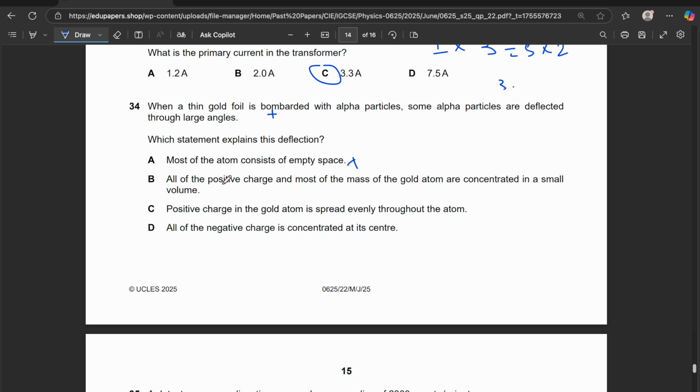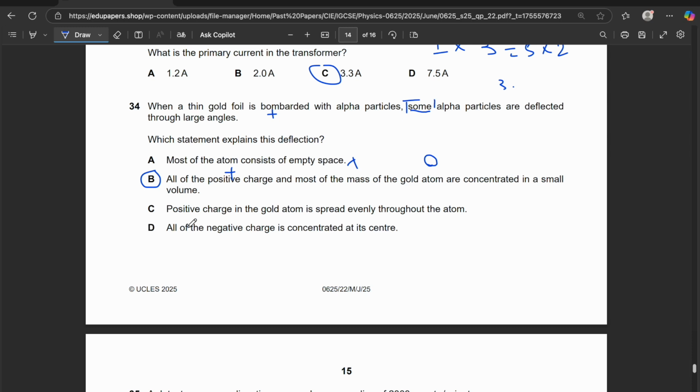So this also has positive, and this explains the repulsion. And it also says some and not most. So if it is in a small volume in the center, then this can explain the deflection. C, positive charge in the gold atom is spread evenly throughout the atom. Well, this is not true, and also this doesn't explain the deflection for some alpha particles.